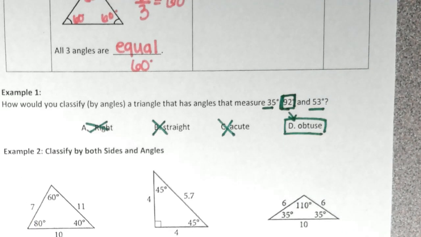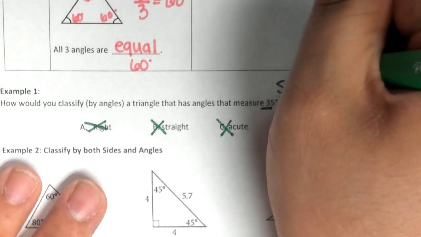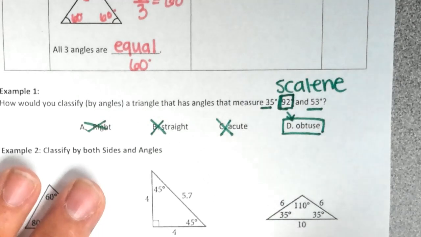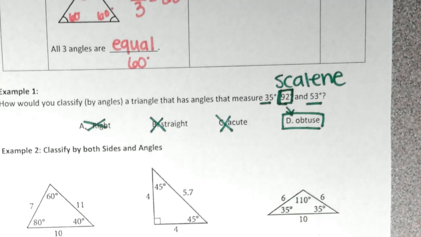Now, we could actually classify this by sides just by those numbers. Are any of my numbers the same? No. So are any of my sides going to be the same? So what type of triangle is this by sides? This is a scalene triangle. So I can give you angles and you can still figure out by sides.